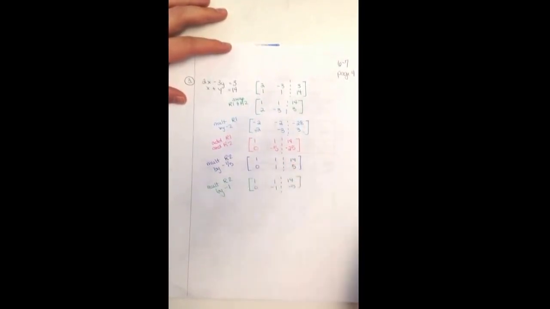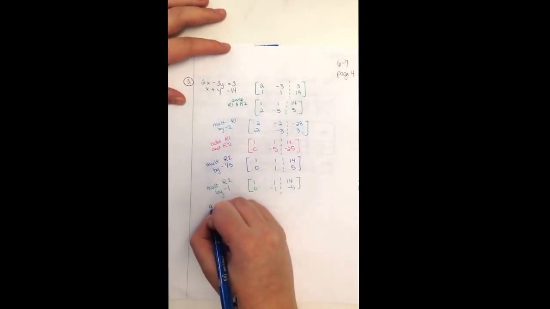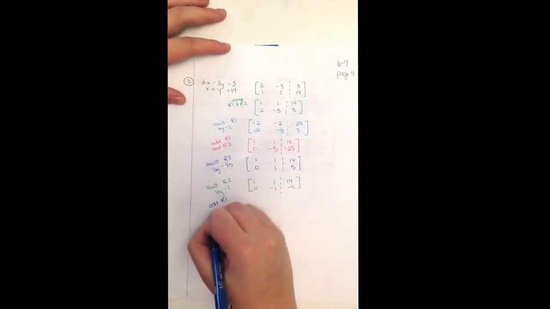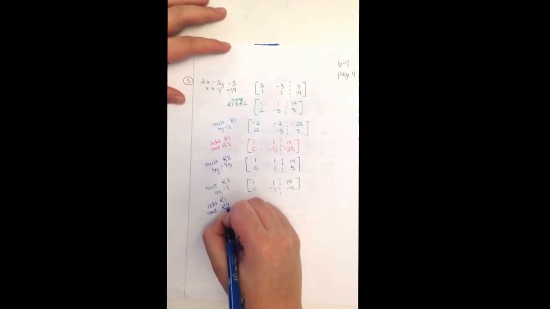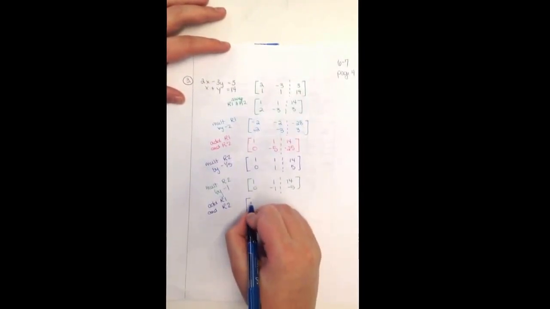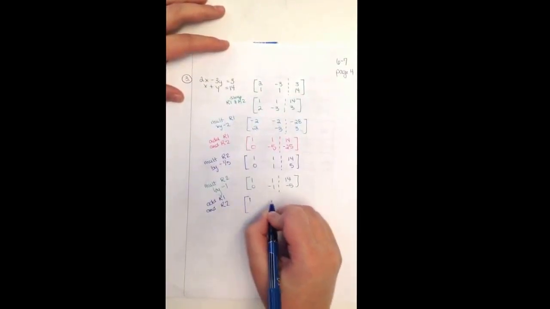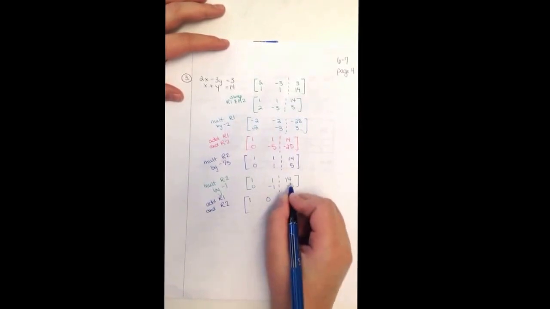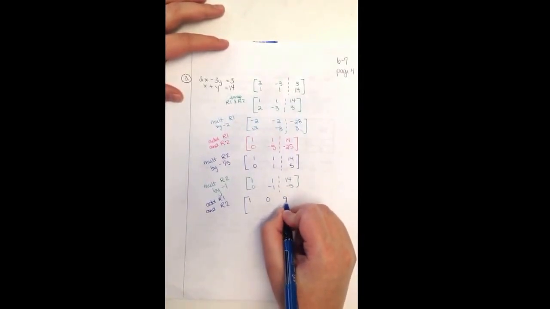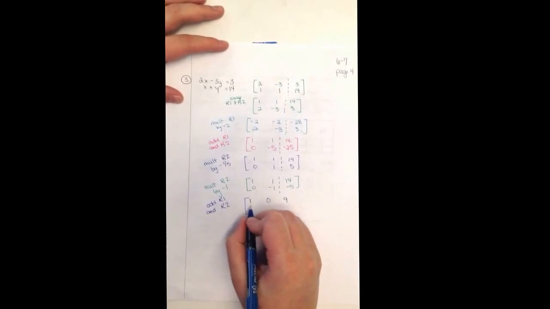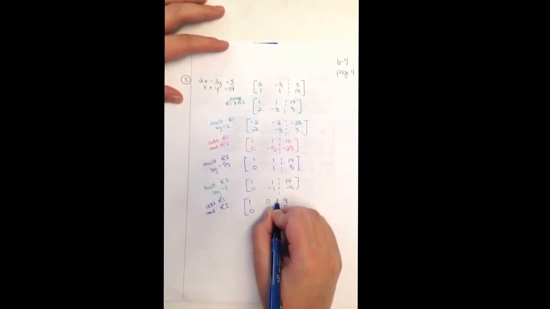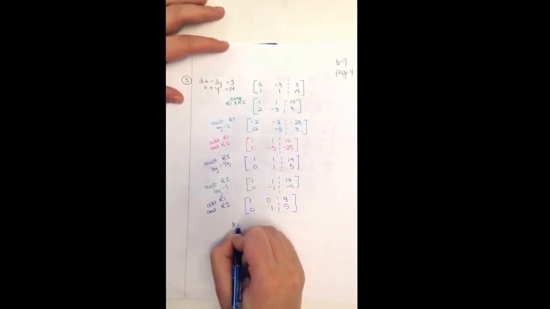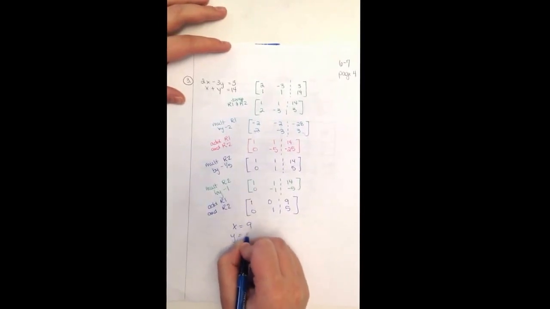I'm trying to make this 0, so I'm going to add row 1 and row 2, replacing row 1. So 1 plus 0 is 1, 1 plus negative 1 is 0, 14 plus negative 5 is 9. Then I'm going to keep this one the same because it's already done. And I have my answers. X equals 9, Y equals 5. Turn to the next page.